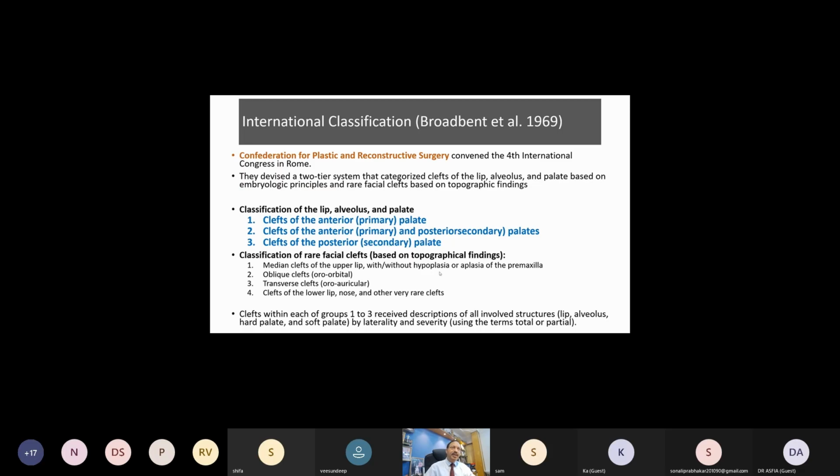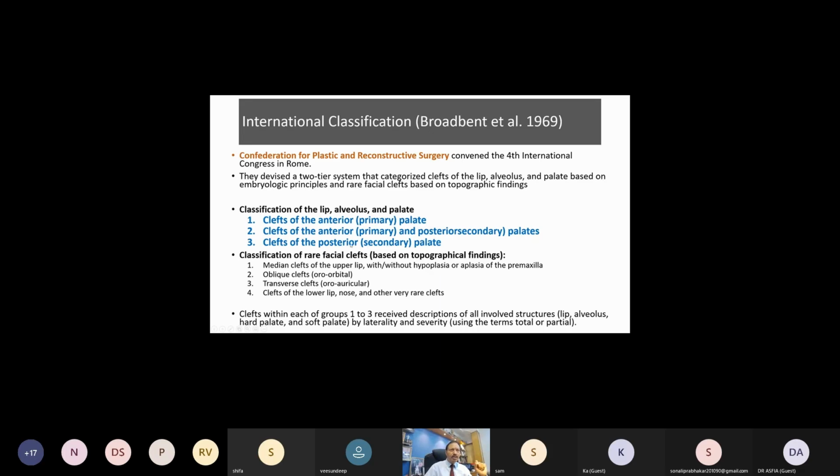Now, in international classification, the Confederation of Plastic and Reconstructive Surgery convened the 4th International Congress in Rome, and they devised a 2-tier system that categorized cleft of the lip, alveolus, and palate based on embryological principles, and rare facial clefts based on a topographical finding. So the classification was, group 1 was cleft of the anterior or primary palate. That means lip, alveolus up to the incisive foramen.